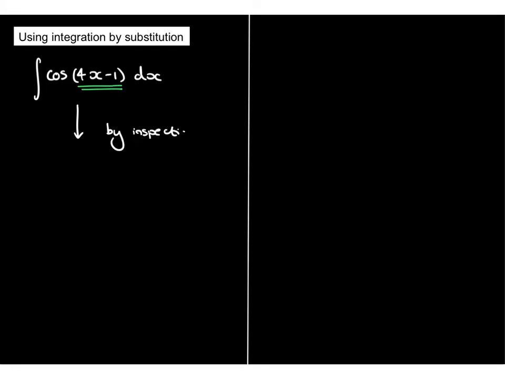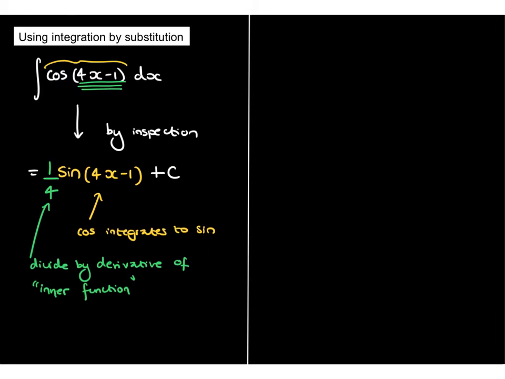So by inspection, I look at the fact that this is a cosine function, and we know that cosine functions integrate to create sine functions. So cos of 4x minus 1 will integrate to give me sine of 4x minus 1, but I need to make sure I divide by the derivative of this inner function that I've highlighted in green, and the derivative of the inner function is 4, so I need a factor of a quarter here, and then plus c. Now, let's double check that by using the full integration by substitution technique.